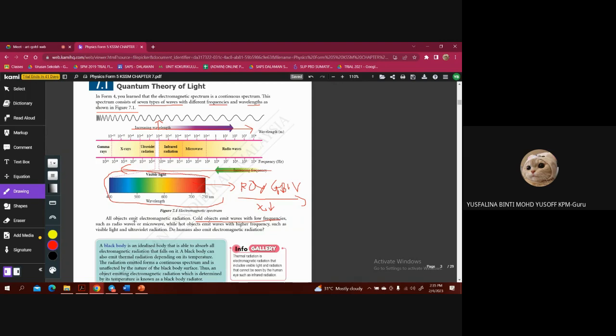All objects emit electromagnetic radiation. Cold objects emit waves with low frequency, such as radio wave or microwave, while hot objects emit waves with higher frequency, such as visible light and UV radiation. So when the object is hot, the frequency is higher. Humans also emit electromagnetic radiation.